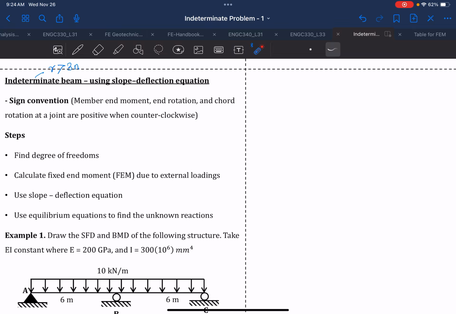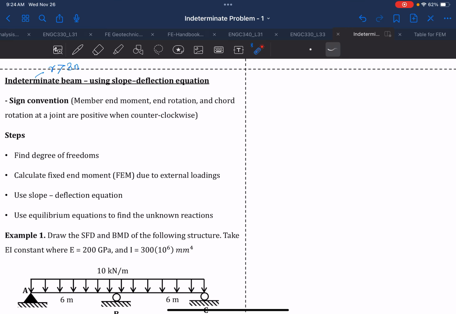And regarding the chord rotation, this is mainly what you'll see in a settlement. So in this example, I'm not going to do any settlement in the support. I'm going to do that in the next video, where I'm going to show you, if there's a settlement in the support, how to consider whether it's a positive or negative settlement.